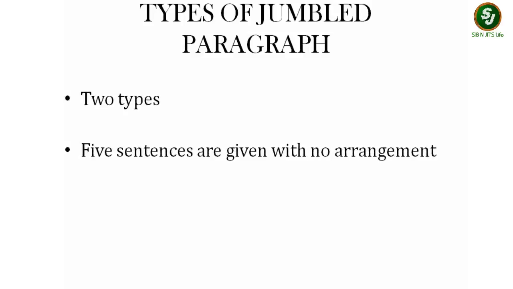Next is, what are the types of jumbled paragraph? There are generally two types of jumbled paragraph. The first one is, you will be given 5 or 6 sentences, but generally it is asked with 5 sentences only. So 5 sentences will be given, and there will be no arrangement at all. All the 5 sentences will be in a jumbled manner. So you have to arrange the sentences in a proper sequence so that the finally arranged paragraph comes out to you in a meaningful way. The most logical order of the sentences must be selected to form the paragraph.